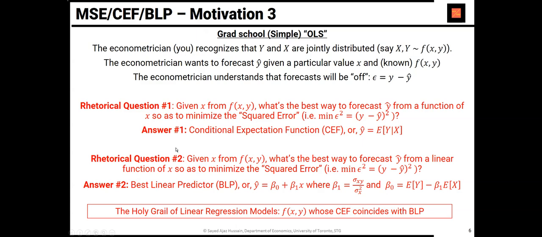As opposed to a slightly different question: once again, give me a value of x. I know the density. Again, I want to estimate y. And again, I want to do so by minimizing squares. But this time, the key difference is that instead of using some function of x, I want to use a linear function of x, something that has an intercept plus a slope times x. So if I'm using any function of x, I would use the conditional expectation function. But if I'm using a linear function of x, then what I should be using is something called the best linear predictor, BLP.